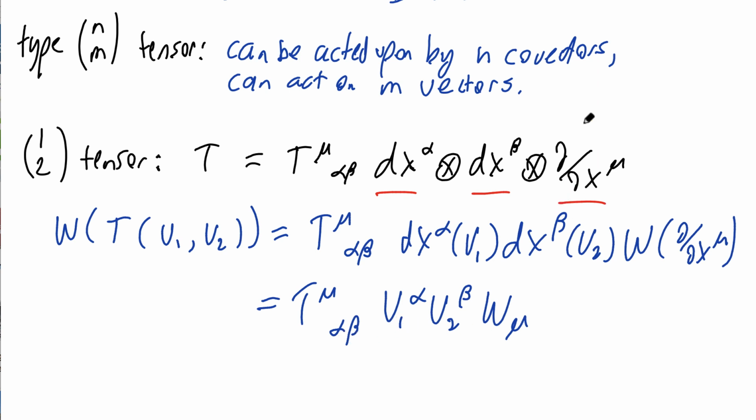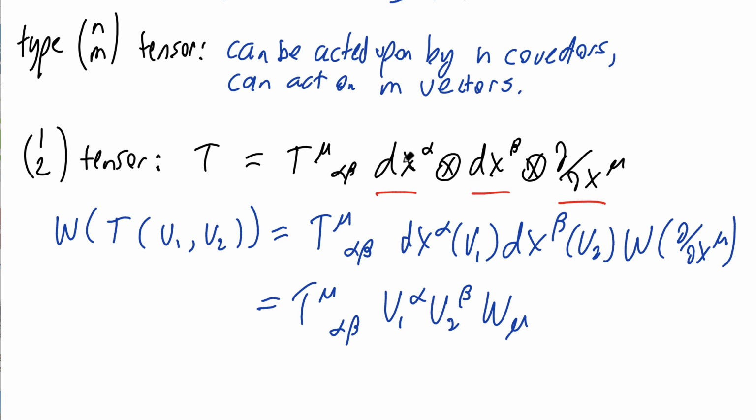On the other hand, the placement of this factor d by dx mu doesn't really matter in this example. I could have written d by dx mu in front of dx alpha and dx beta. The only thing that W can act on is the d by dx mu factors, so that's unambiguous. On the other hand, if this were, say, a type 3,2 tensor, there would be three factors of d by dx mu, and we would have to keep the order straight. So when we acted upon that tensor by three different covectors, we make sure that we let each of those covectors act on the appropriate basis vector, because the order does matter.